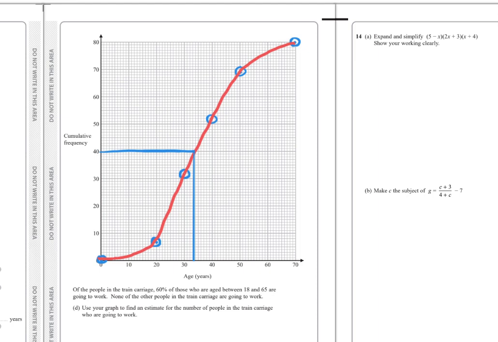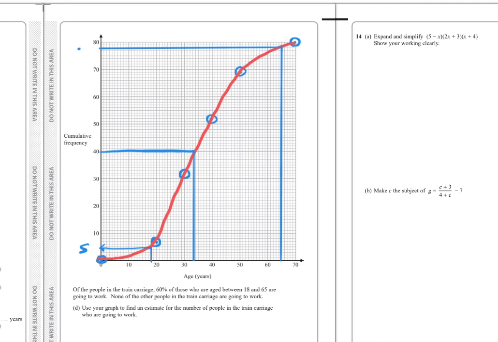So we need to find the number between 18 and 65. So from 18, draw a vertical line and find the corresponding value. It is 5. And from 65, draw a vertical line. Now find the corresponding value. The corresponding value is 78.